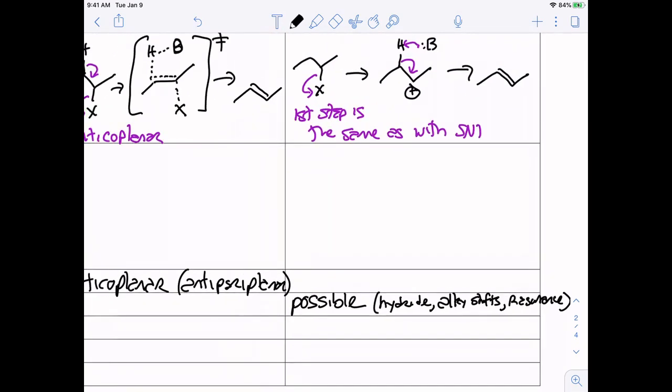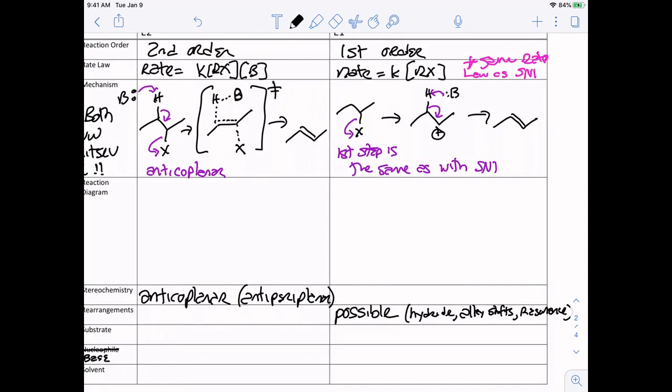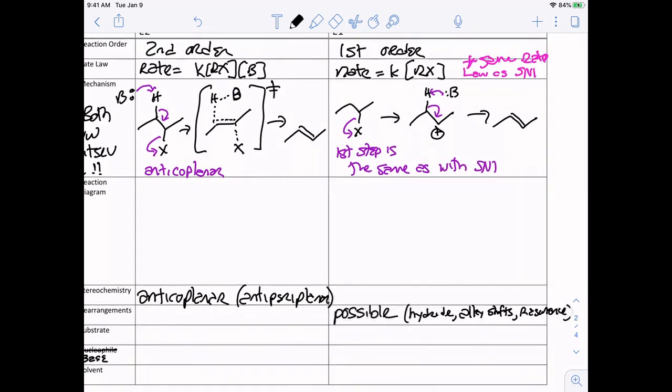Make it smaller again. Don't want to make you guys dizzy when I zoom in and zoom out so much. No specific stereochemistry for this one, right? I'm not eliminating the hydrogen and the halogen at the same time, so the whole anti-coplanar thing is not going to apply to it.